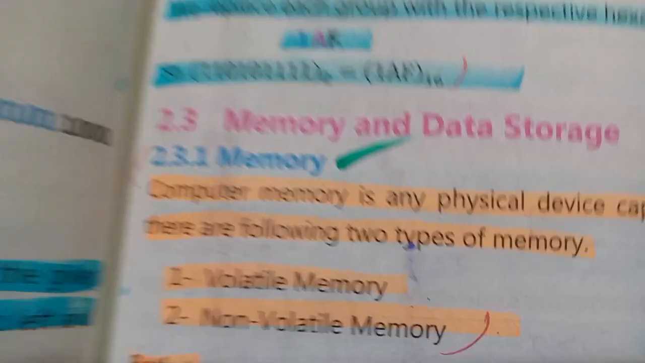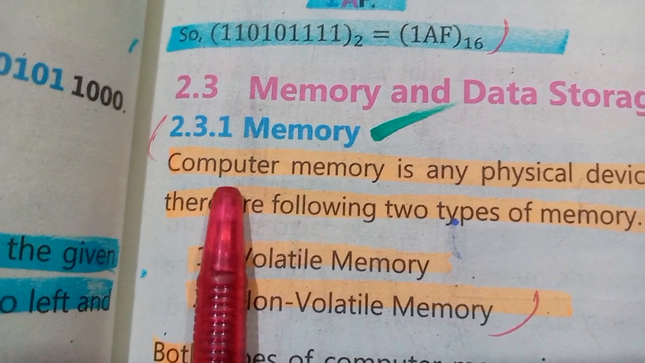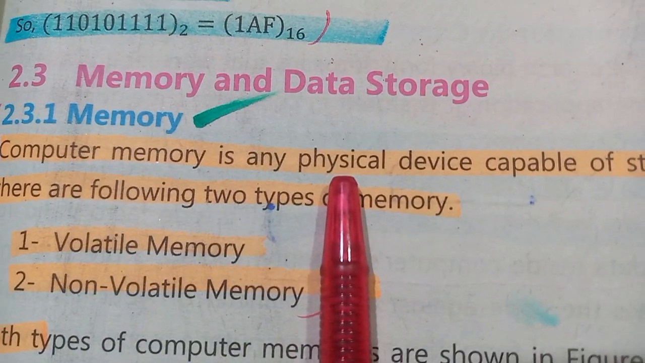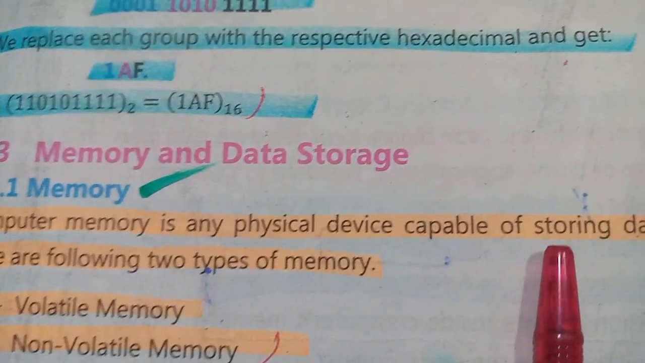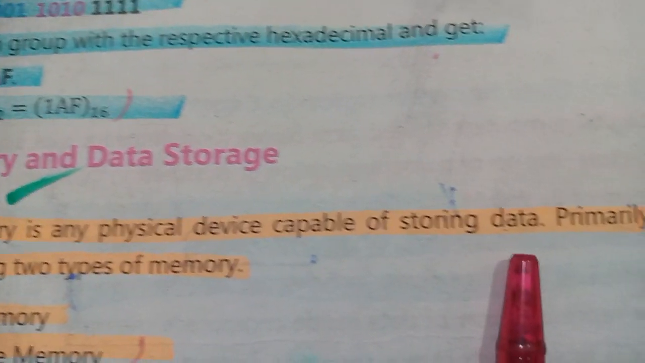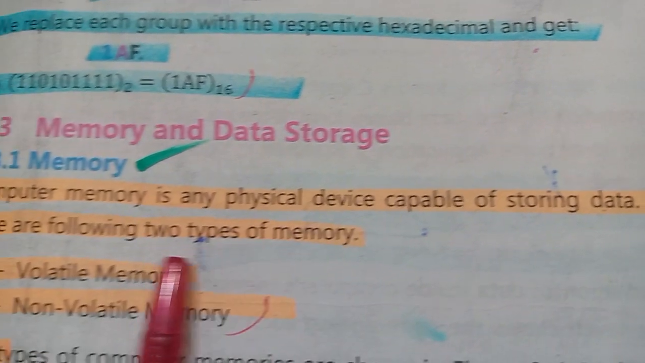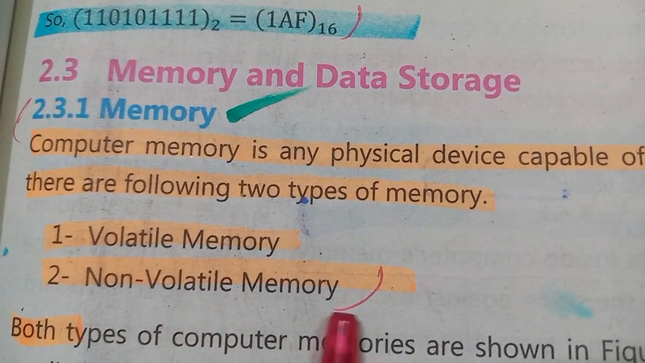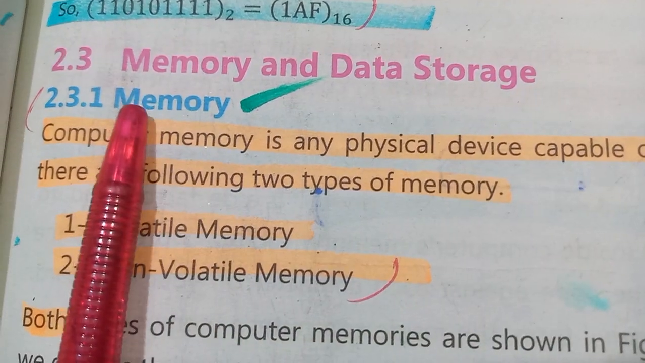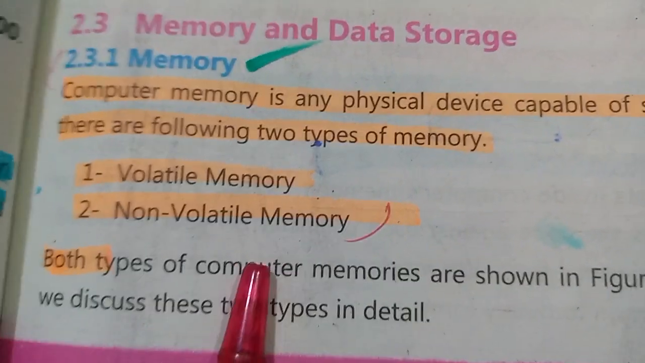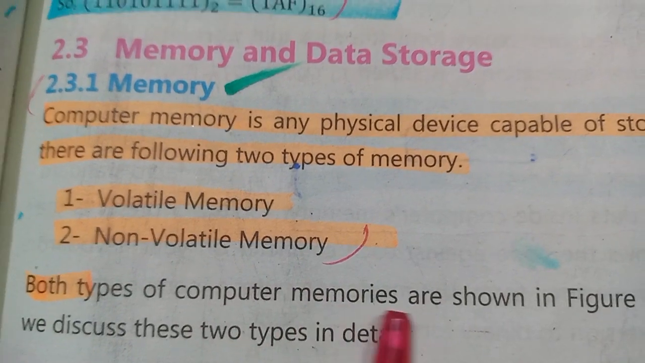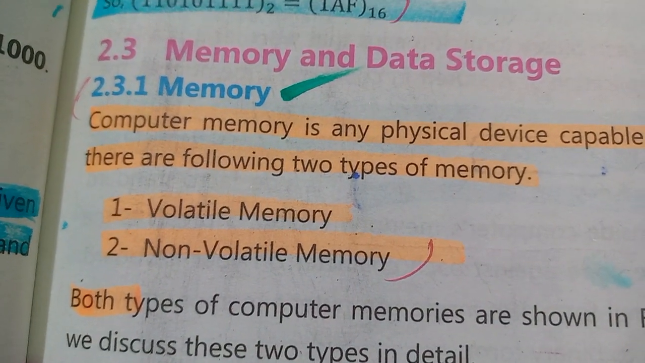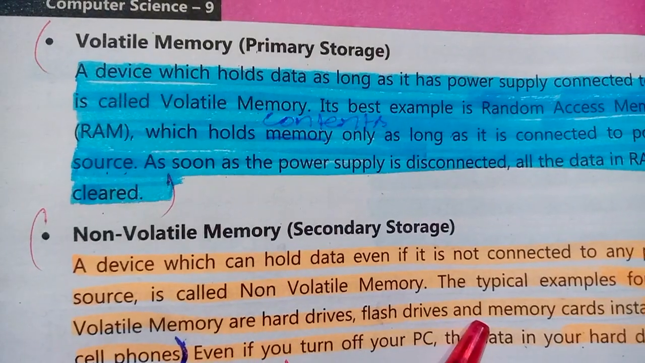So first of all, here is the definition of memory. Computer memory is any physical device capable of storing data. Primarily, there are the following two types of memory: volatile memory and non-volatile memory. So here the definition of memory is complete. Now, the definitions of both types of computer memories are given below.